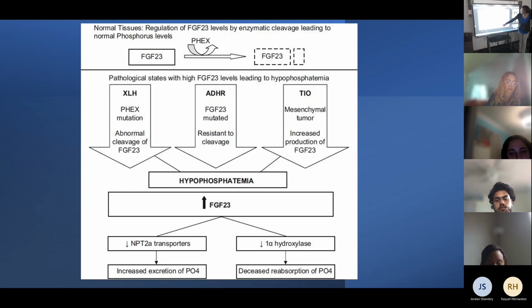And then right here, you see 1-alpha hydroxylase. This enzyme is responsible for switching vitamin D to its active form, and vitamin D is responsible for allowing phosphate to be absorbed in the gut. So when there's a lower amount of the enzyme to convert it to the active form, you're going to see a decrease of reabsorption of phosphate in the body, leading to hypophosphatemia inevitably.